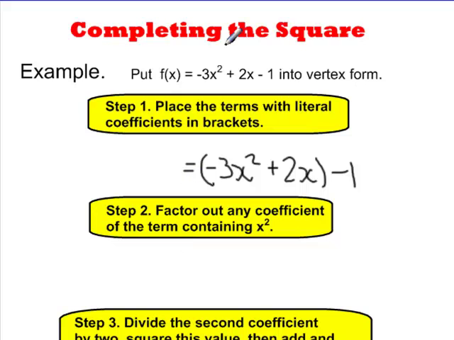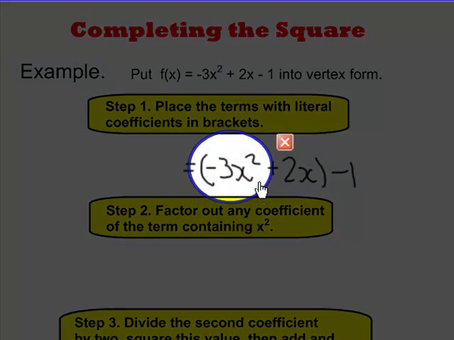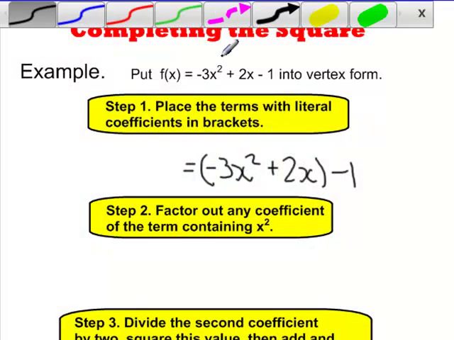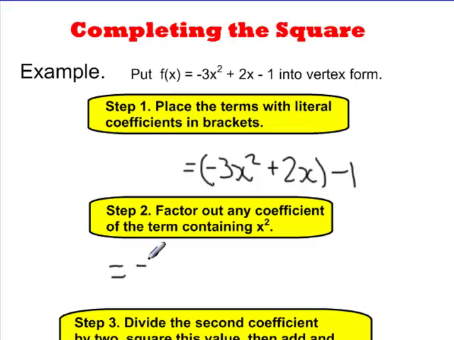Step 2. Factor out any coefficient of the term containing x squared. That's that term right there. We need to now factor out the negative 3. So we'll factor that out, placing it in front. What remains is x squared, and then since we had a positive 2x, we'll have negative 2/3 x. We'll leave the negative 1 outside.